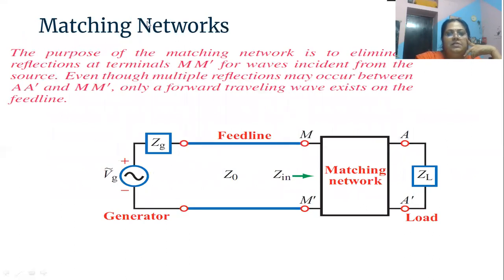Now we'll study some fundamentals about matching networks. The purpose of the matching network is to eliminate reflections at the terminals M dash for waves incident from the source. Even though multiple reflections may occur between these two points, only a forward traveling wave exists on the feed line. This is the feed line, which is the transmission line, where the voltage or current moves from the generator to the load, and this is the matching network, and this is the load impedance.